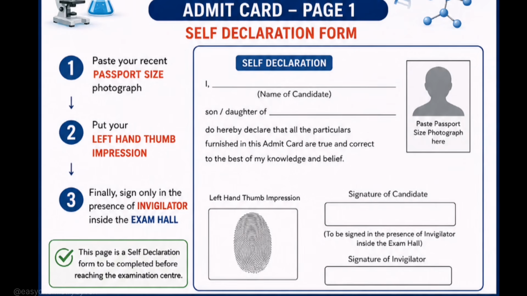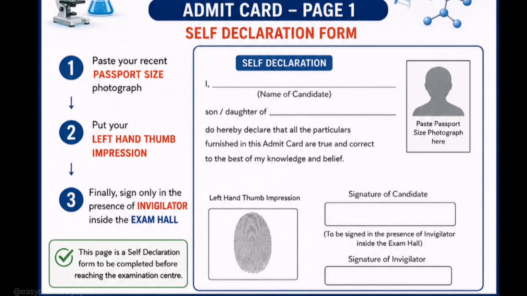First, page 1 is the self-declaration form. Complete this page before reaching the exam center. Paste your recent passport size photograph in the space provided. Put your left hand thumb impression in the designated box. Do not sign this form at home. Sign only in the presence of the invigilator inside the examination hall.